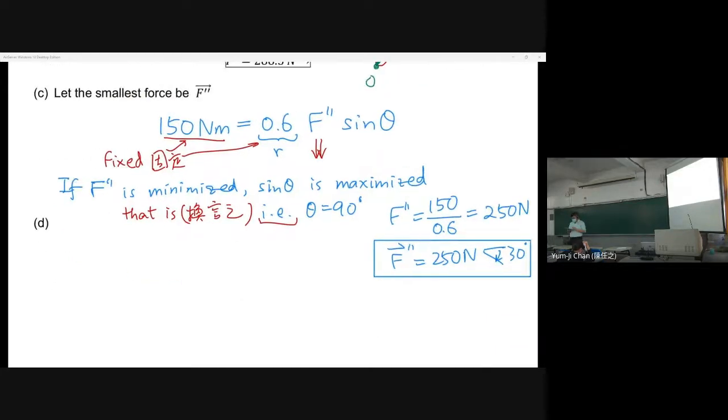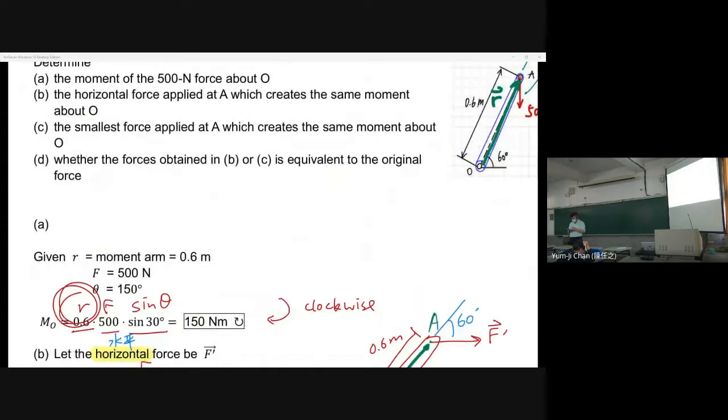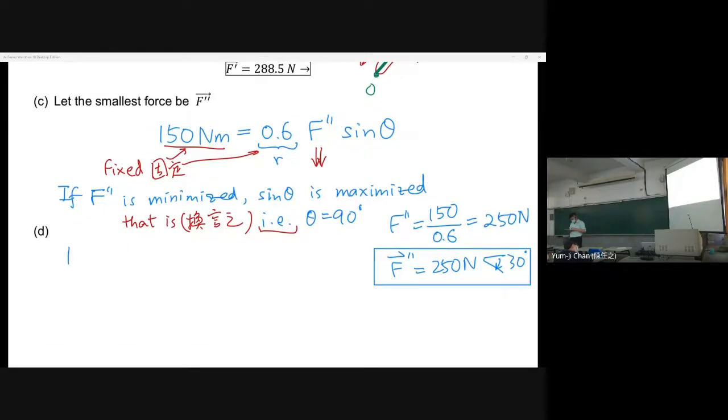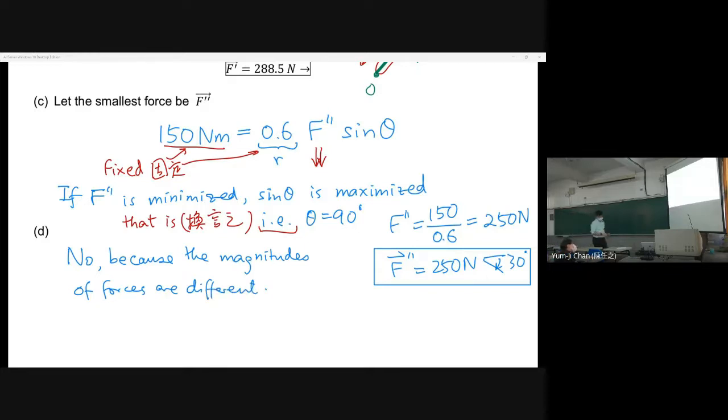For answering these questions, remember, whether you answer in Chinese or in English, or you see questions in Chinese or in English in other subjects, this is a yes or no question, right? In your answer, remember to write either yes or no. Please do not give a very long answer where I don't know whether you want to answer yes or no. Answer yes or no first. So in part D, the answer is no, because the magnitudes of the forces are different. Remember, this is on notes, page 21.